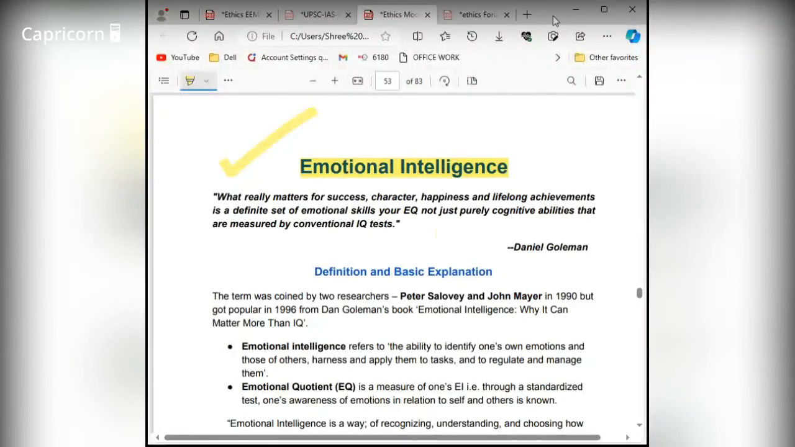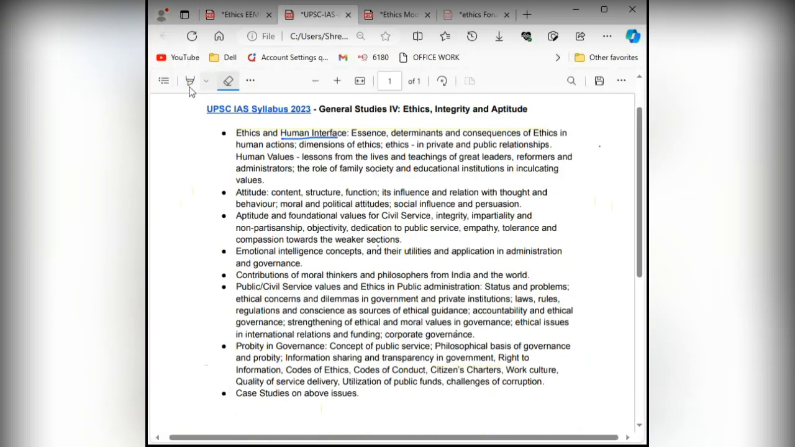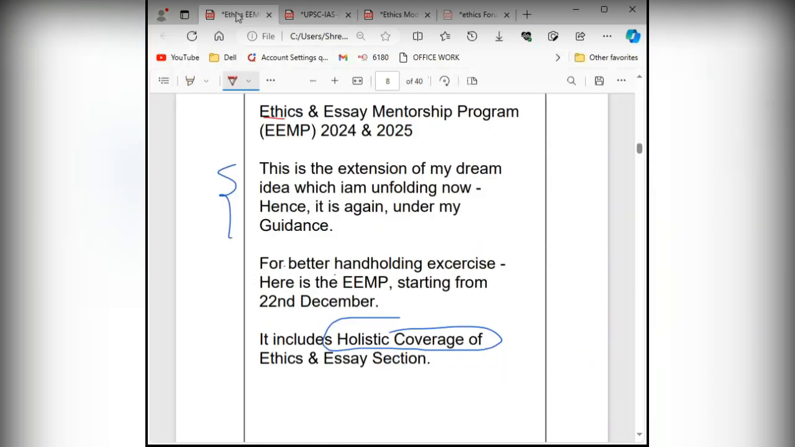All right, so let us begin with the first session of the day. The topic is emotional intelligence, which is clearly mentioned in the syllabus. Today we will be covering emotional intelligence: concepts, utilities, and application. All right, now let us begin.